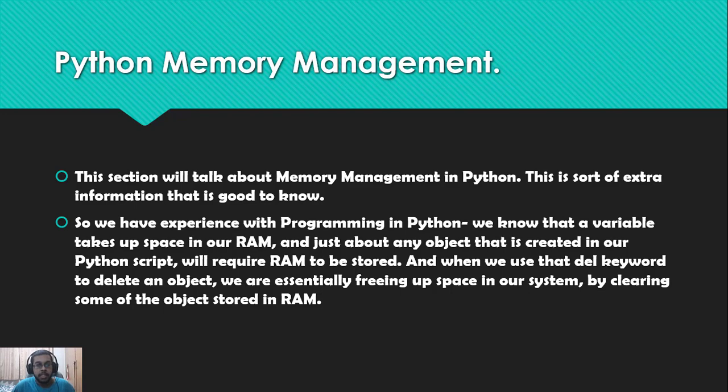Python memory management. This section will talk about memory management in Python. This is sort of extra information that is good to know. So we have experience with Python programming. We know that a variable takes up space in our RAM, and just about any object that is created in our Python script will require RAM to be stored. And when we use the del keyword to delete an object, we are essentially freeing up the space in our system by clearing some of the object stored in RAM.